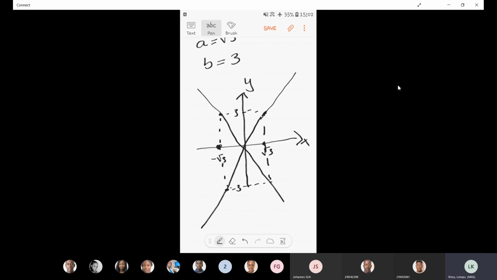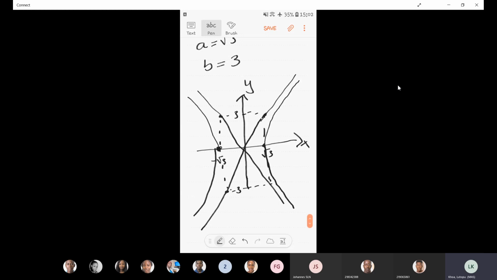So let me start with this one. You can see it's getting closer and closer to the line without actually touching it. And the same thing in the bottom, getting closer and closer without touching it. And then the other side does the same thing, without touching. Then I must label. This is y.